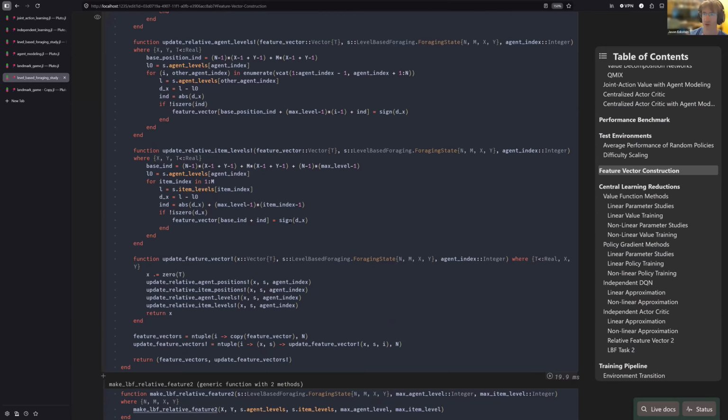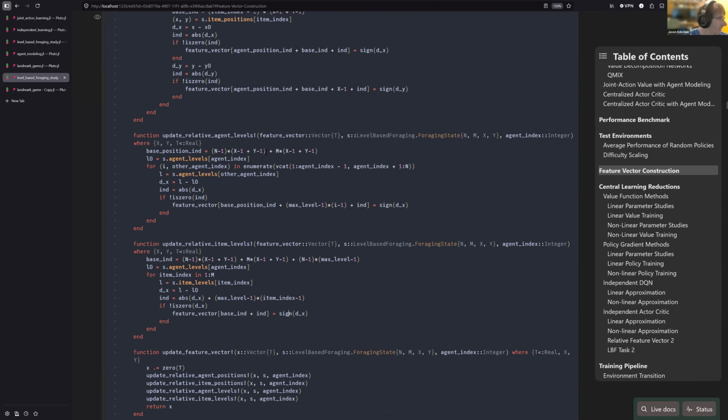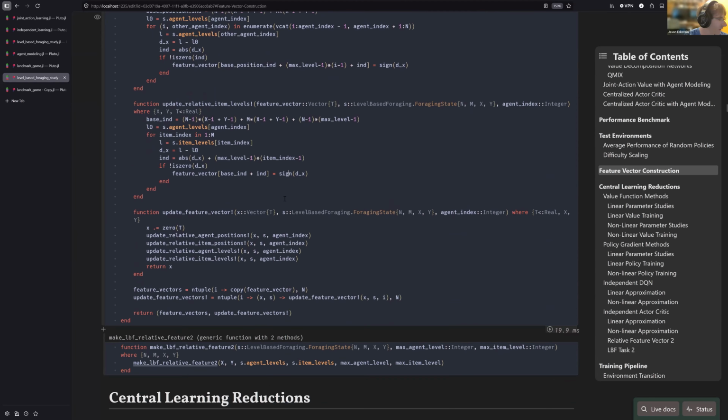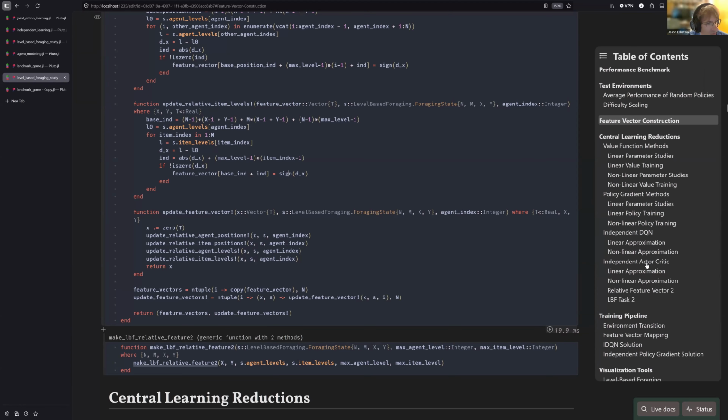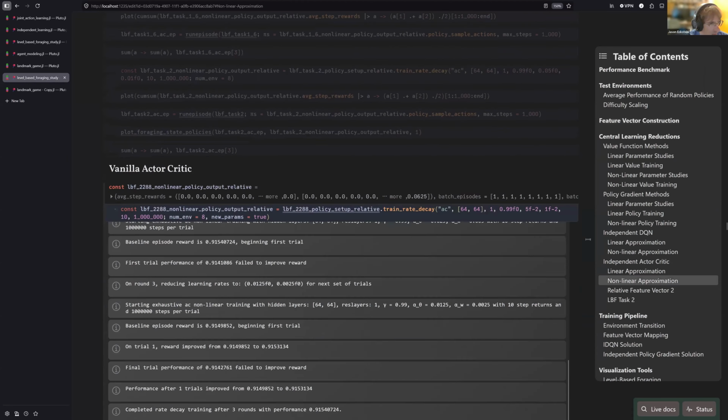I'm also using a convention of -1 and 1 if the agent is a higher level than the other item, or a lower level. It's the same idea as the position encoding, where it's going to mark in the vector a 1 or -1 in the position that indicates how far away the x coordinate is or how far away the level is. So we can see what impact this has on training.